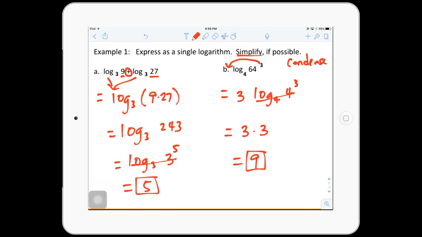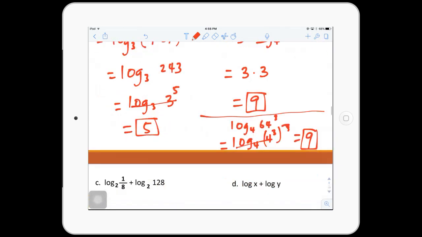Another way that you could have handled this problem is without rewriting, bringing the power in the front. You can just go ahead and apply the properties the way you see it. So log 4 and then rewriting the 64 as 4 to the third and then to the third power. And then you notice that the log 4 cancels out, so you have 3 times 3. Also, it's going to give you 9. So either way, it is the same answer.